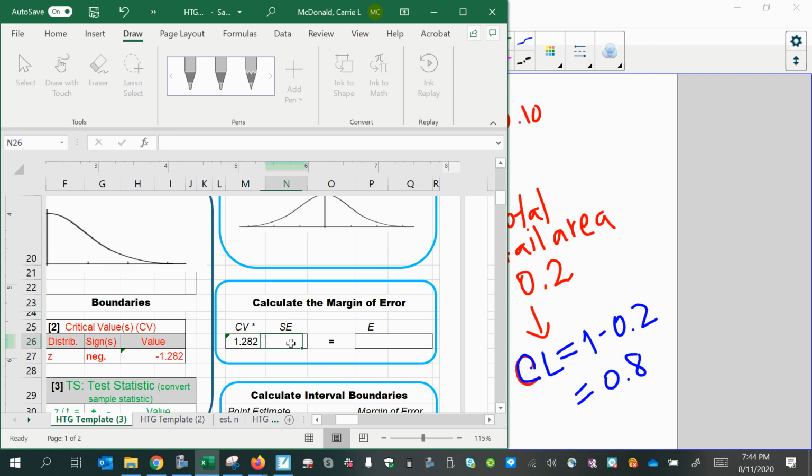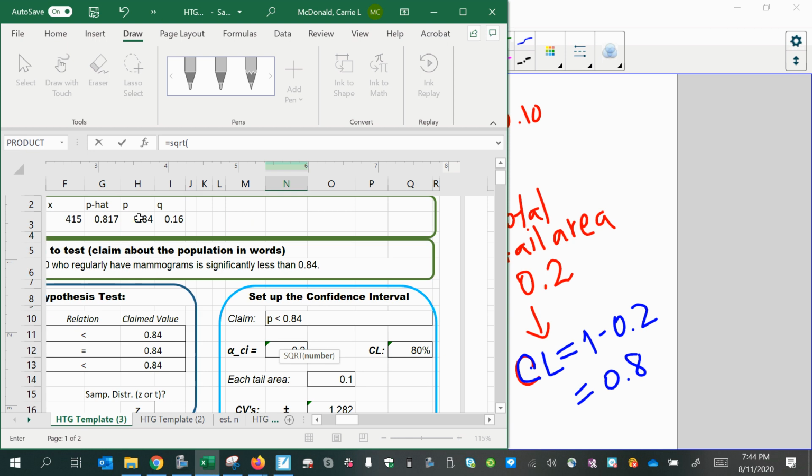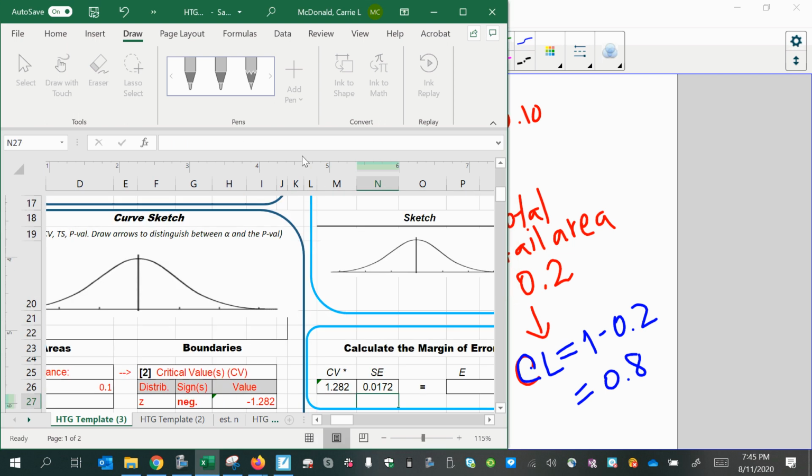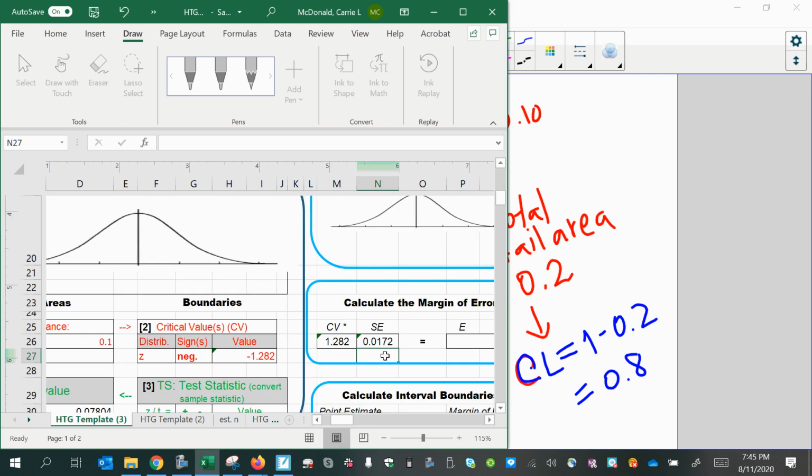So the standard error is the square root of p hat q hat divided by n. So p hat is this times q hat. Well, q hat is 1 minus p hat. So 1 minus p hat and divided by n, 508. It's yelling at me because I didn't close my parentheses here. When you nest something inside of another function, you have to make sure to close your parentheses.